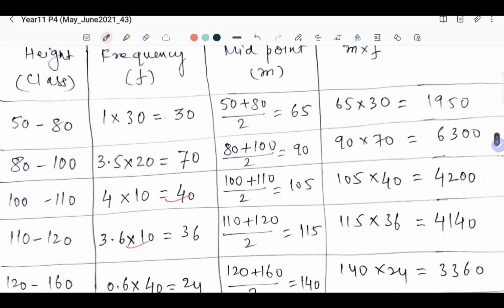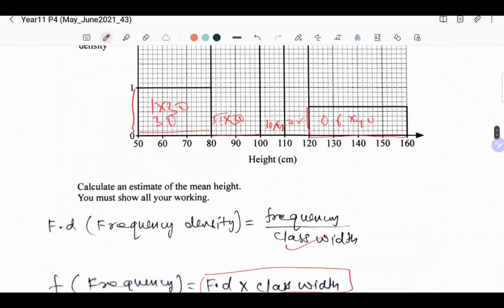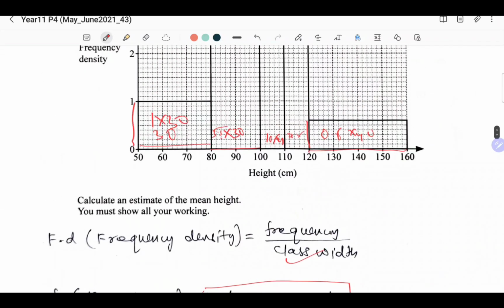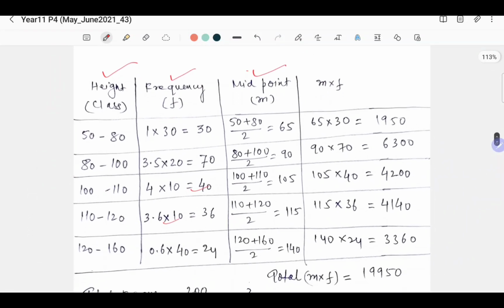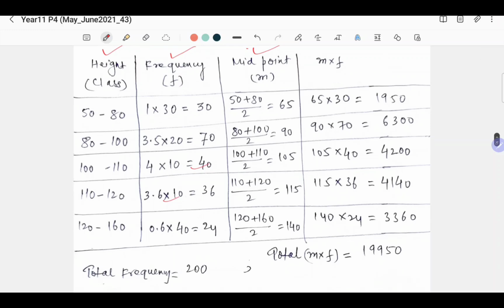Okay, so all these frequencies I got. Class width is already given, as you can check, 50 to 80, 80 to 100, 100 to 110, 110 to 120, 120 to 160. That's how I found all these. So here you can check. Height is 50, 80, frequency, midpoint; we have to find the midpoint of this to get the data. So 50 plus 80 over 2, 65, 80 plus 100 over 2, 90. Now midpoint we found. So this is my data, this is my frequency. Just multiply them together, MF: 65 times 30, 90 times 70. You can check here, I found all these, right?